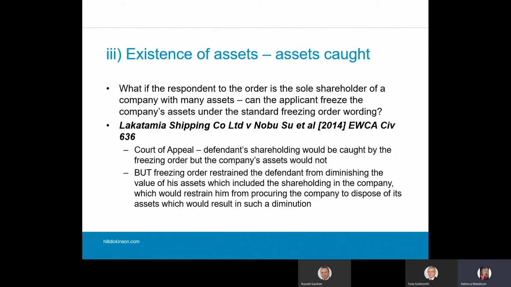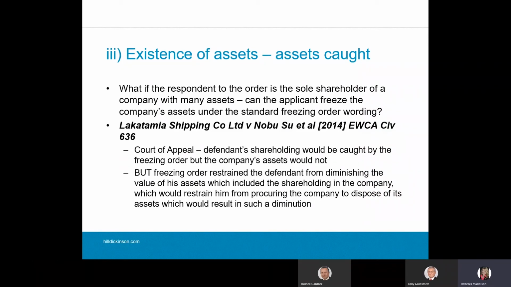So what if the respondent to the order is the sole shareholder of a company with many assets? Can the applicant freeze the company's assets under the standard freezing order wording? This was considered by the Court of Appeal in Lakatamia Shipping Co Limited and Nobu Su et al, and that is actually one of our cases. The worldwide freezing order in that case contained the standard wording, and at the first instance hearing, the question arose whether the freezing order had the direct effect of freezing the assets of 3 companies, of which the first defendant, Mr. Su, was the 100% shareholder, but which were not defendants to the claim.